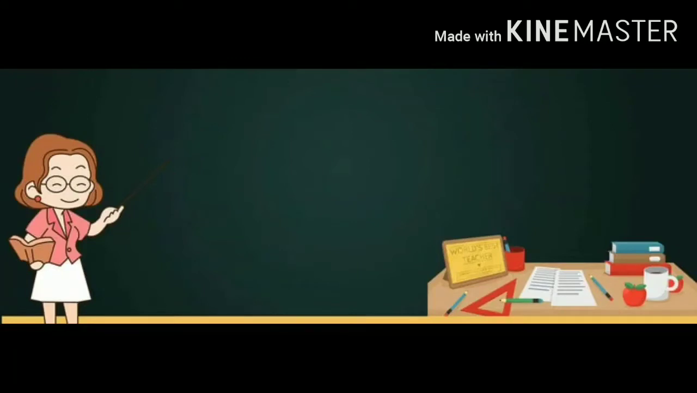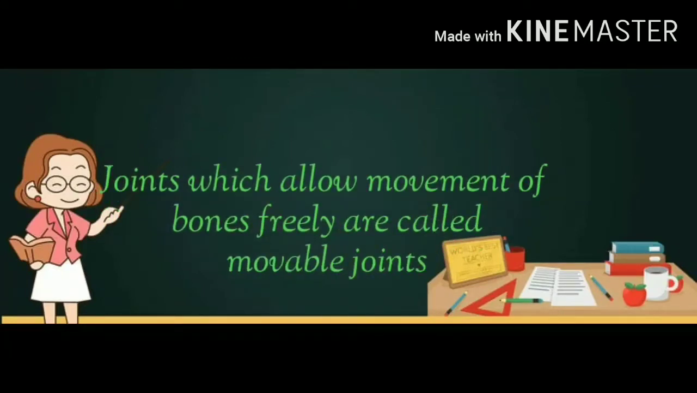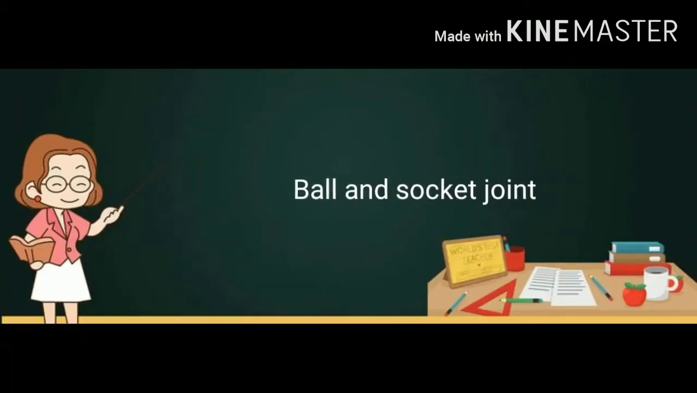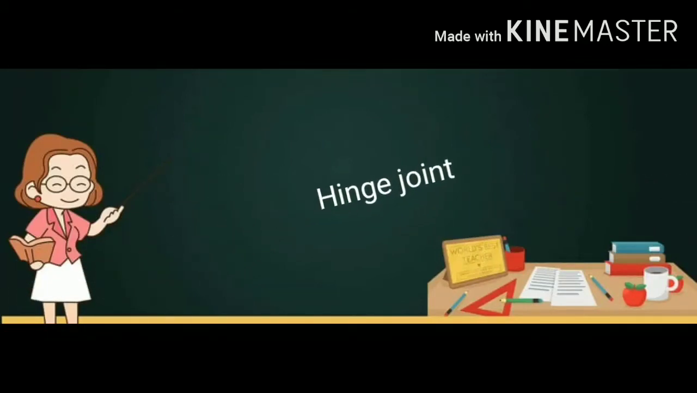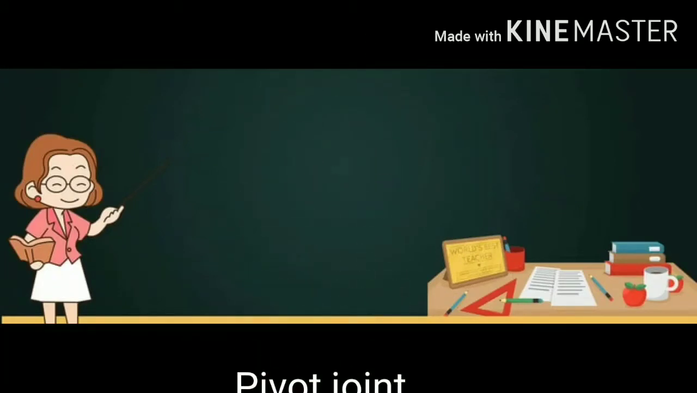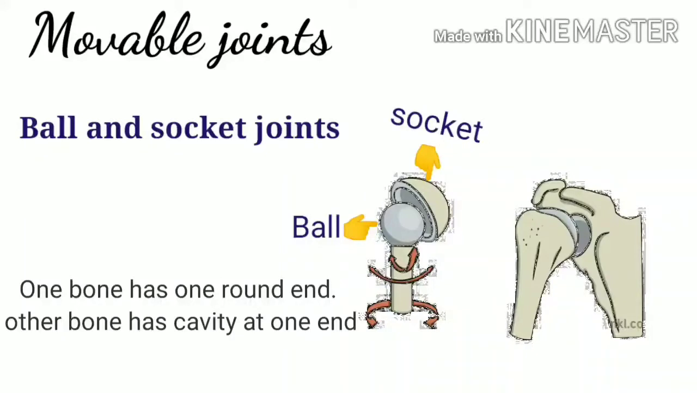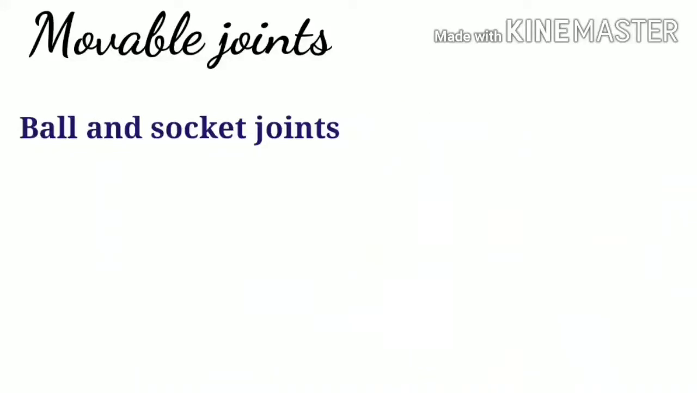First we will learn about movable joints. Joints which allow movement of bones freely are called movable joints. Examples: ball and socket joint, hinge joint, pivot joint, gliding joint. First, ball and socket joint. A ball and socket joint is formed by two bones. One bone has a round end while the other bone has a cavity at one end. The ball-like part of one bone fits into the hollow part of the second bone.